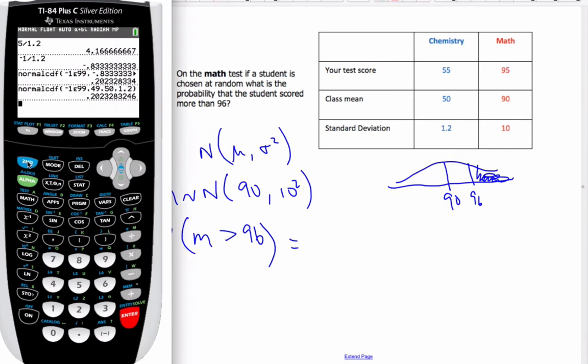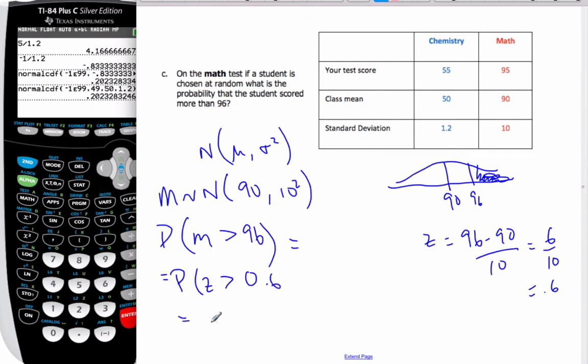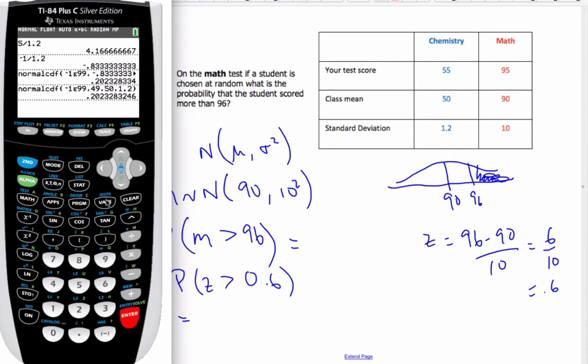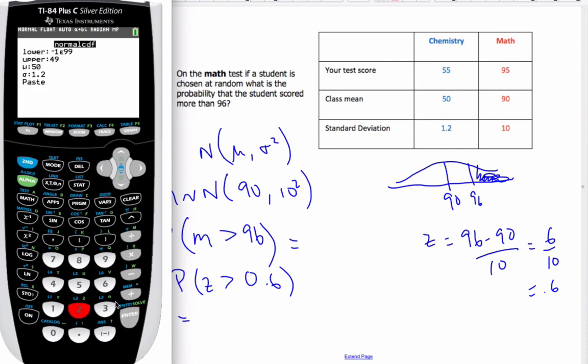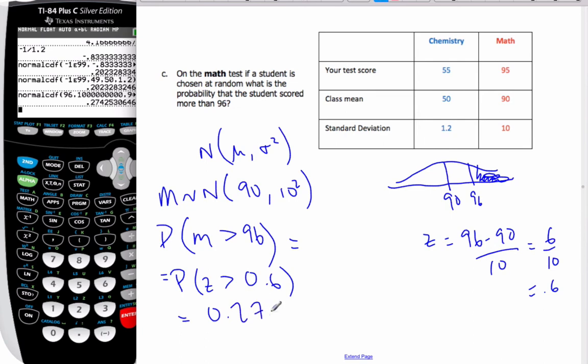I could go straight to my calculator, but if I do my z-score, 96 minus 90 over 10 is 6 over 10, which is 0.6. So M bigger than 96 is the same as the probability that Z is bigger than 0.6. If I just put it in my calculator, I go to distributions, normal CDF, from 96 to a big number, infinity. The mean is 90 and the standard deviation is 10. Now I get a probability of 0.274 to 3 significant figures. So doing this z calculation is not necessarily timesaving, but there are problems where you're going to have to do the z-score and you have to understand what it means.